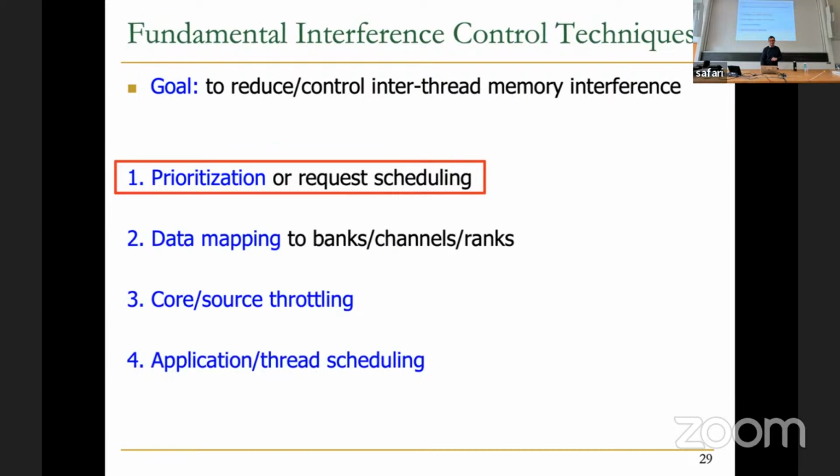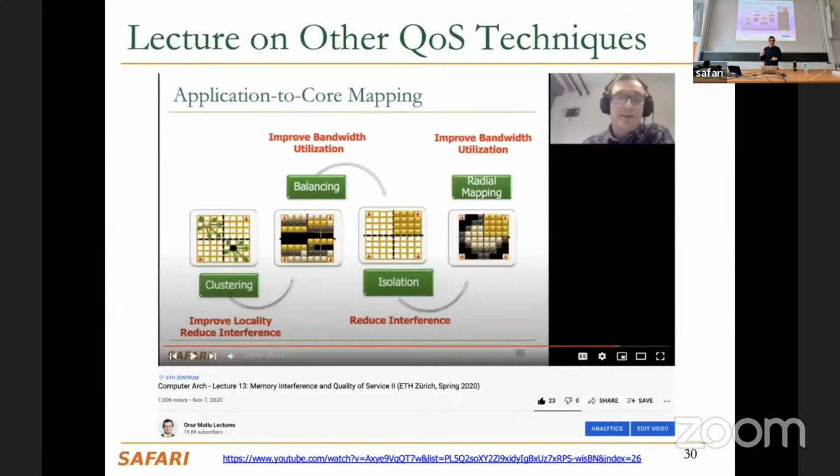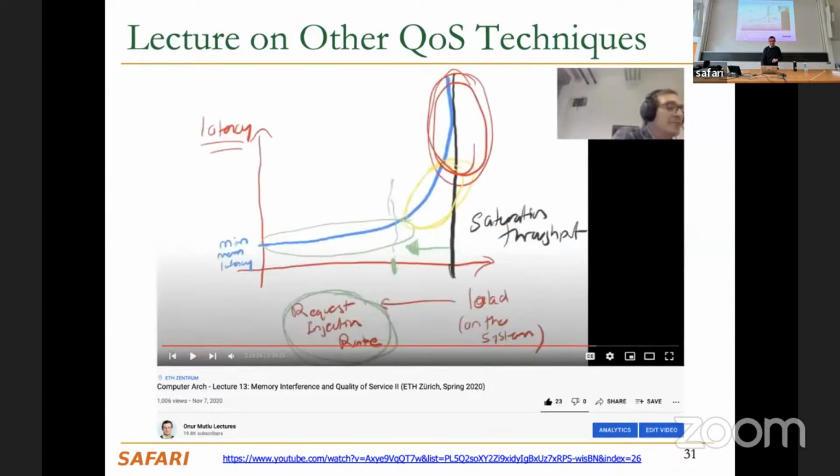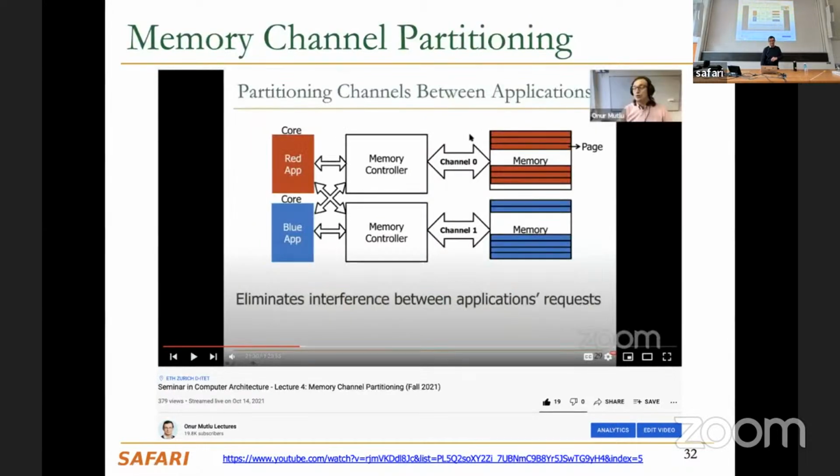We're going to start with prioritization. Other quality of service techniques, if you don't get to it in this lecture, we're going to get to it at some lecture in the future. But if you are not patient, you can, of course, watch prior lectures that we have. And there are a lot of interesting things. We're going to see this load latency curve when we talk about interconnects, for example, but we may actually talk about that in other techniques. Okay, memory channel partitioning.